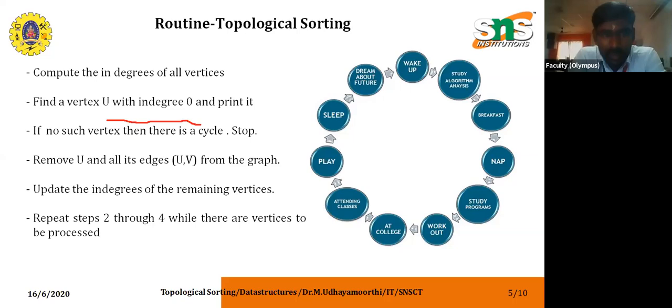First compute the in degree of all vertices. Then after that, find a vertex u with in degree 0 and print it. Next, if there is no such vertex, then there is a cycle, so stop.